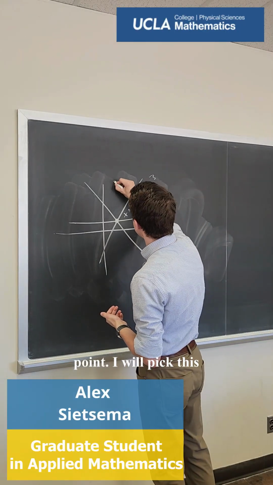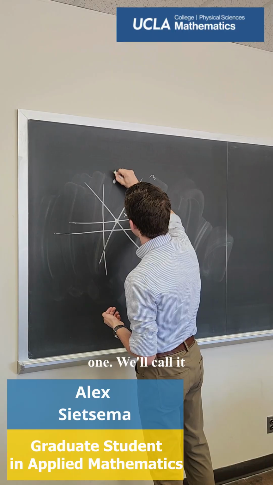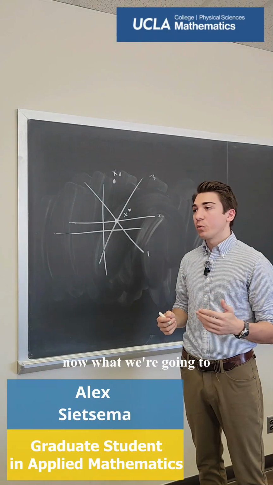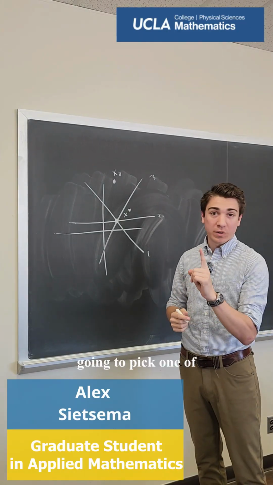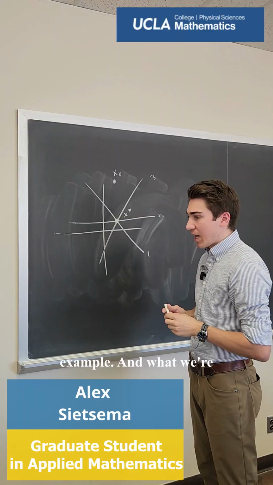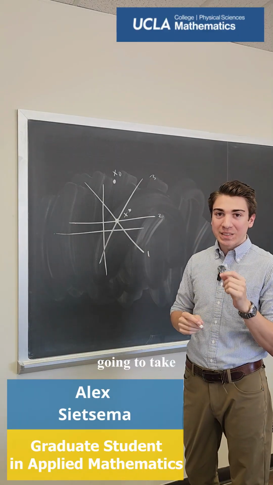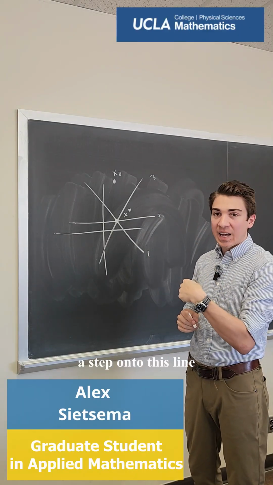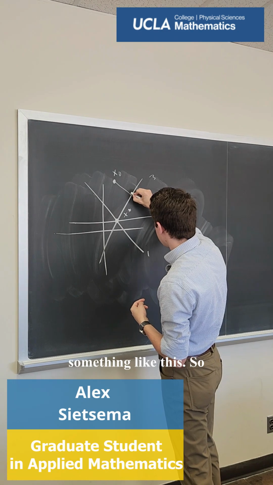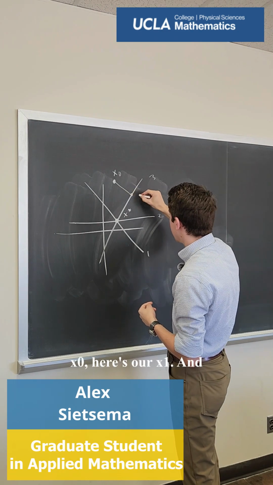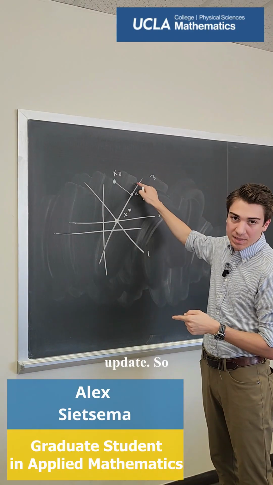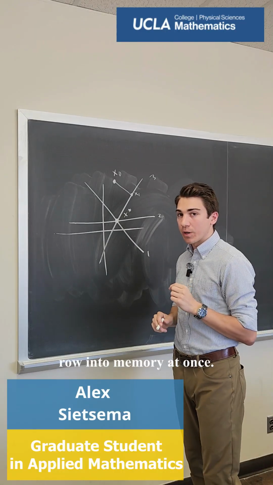I will pick this one. We'll call it x0, because it's our starting point. And now what we're going to do is at every step, first, we're going to pick one of the lines. So let's start by picking line 3, for example. And what we're going to do is we're going to take a step onto this line at a right angle. So something like this. So that was our x0, here's our x1. And again, we only used line 3 to make this update. So we've only loaded one row into memory at once.